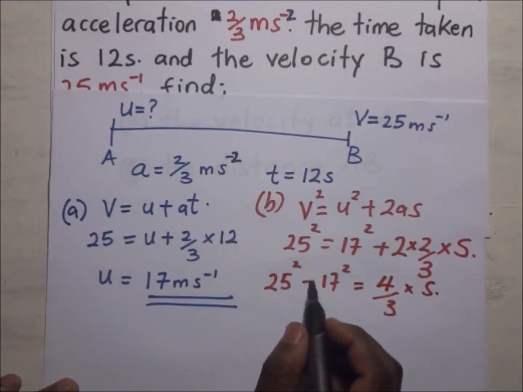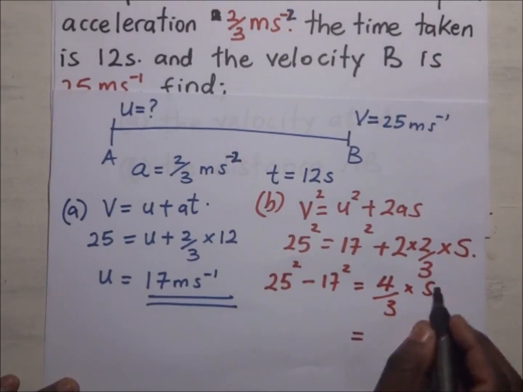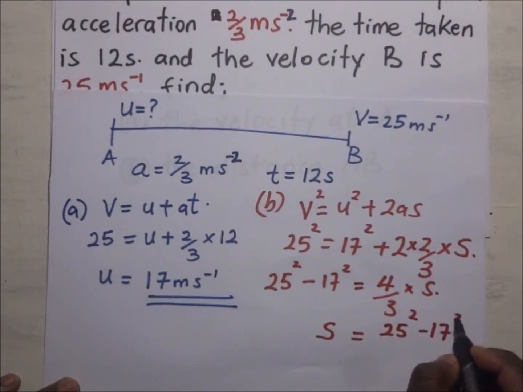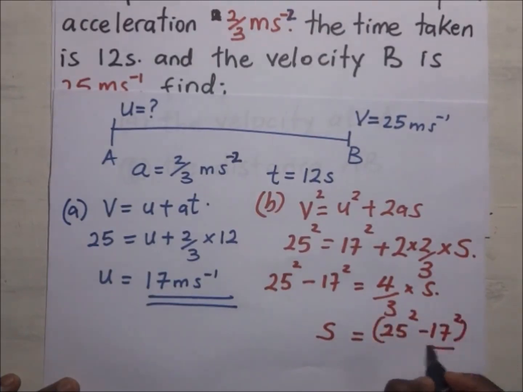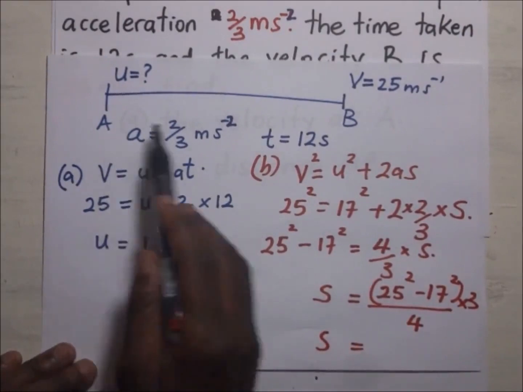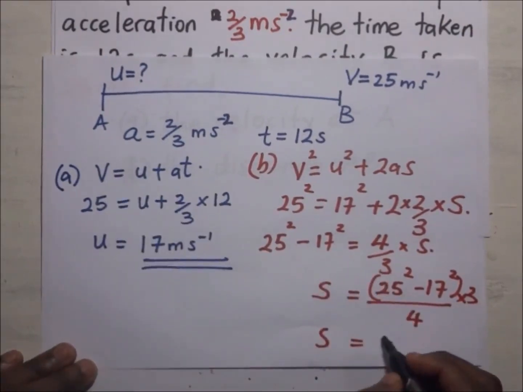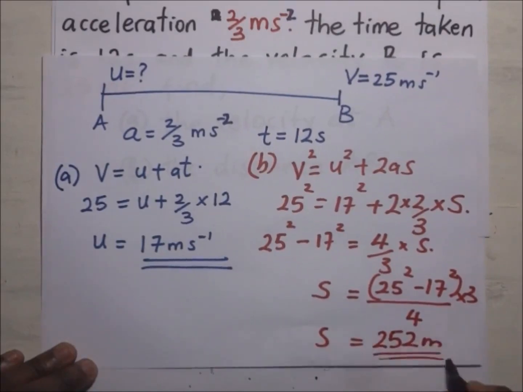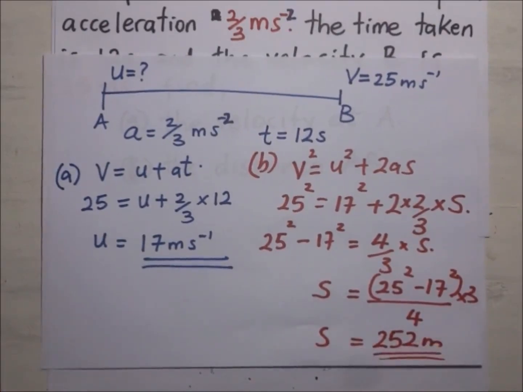Now definitely this is going to result in, when we make S the subject of the formula, 25 squared minus 17 squared, divide all that by 4 times 3. And definitely now our value of s, the distance between A and B, is going to end up being 252 meters.